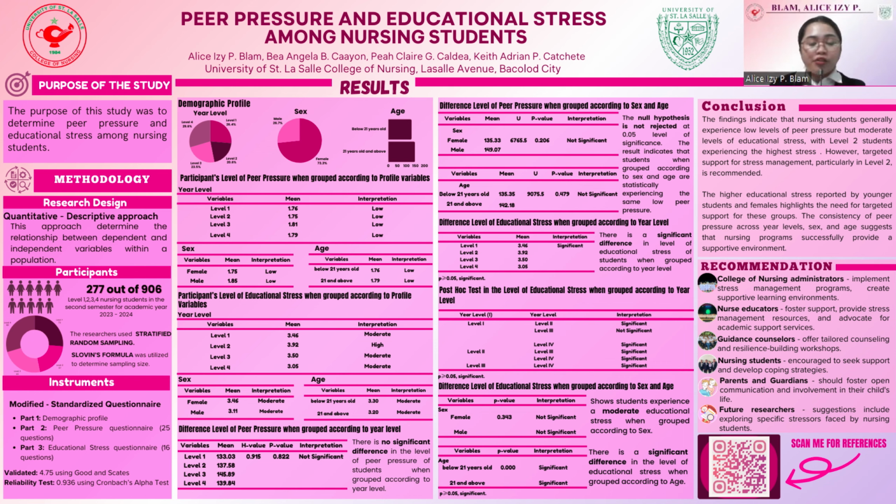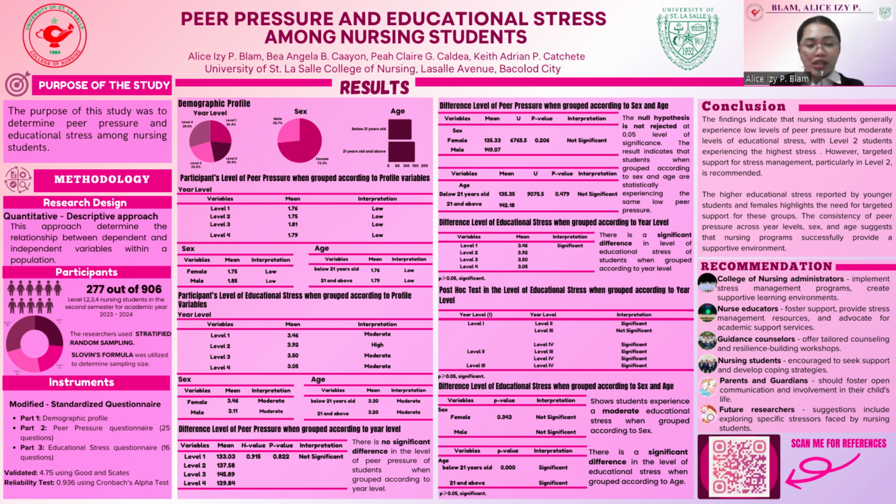For the results, first is demographic profile of the participants in terms of year level. It is evident that level 4 is the most prevalent at 29.6% individuals represented, suggesting that students closer to graduation may face higher stress levels due to increased academic and clinical responsibilities. This is followed by level 3, level 1, and level 2. In terms of sex, a majority of 73.3% are female, indicating a significant demographic that may experience stress differently. The remaining 26.7% are male.